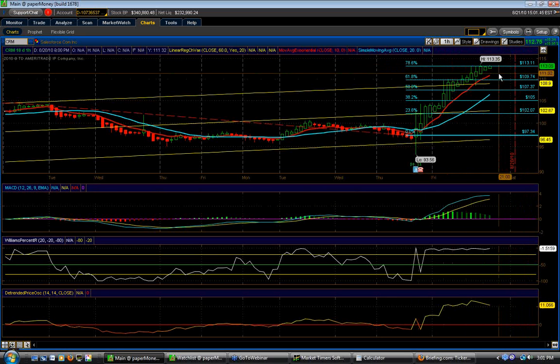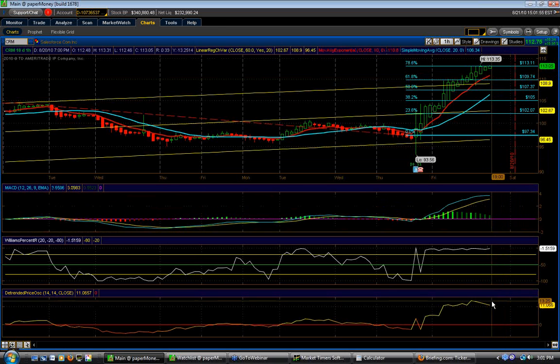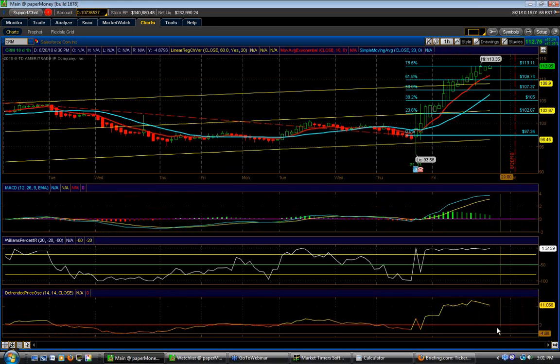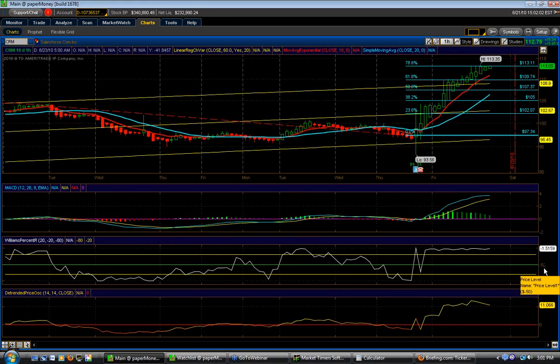So if you're on a tighter time frame, you're saying, do I want to still stay in this trade or not? Then you may want to consider removing yourself from the position if you saw in a tighter time frame your MACD start to collapse, your DPO start to fall below 0, as well as your percent R fall below the 50.